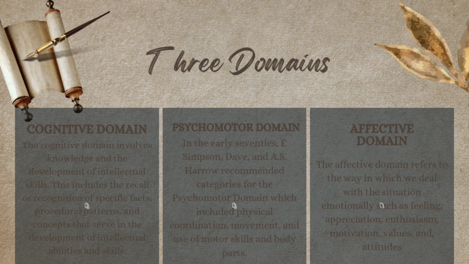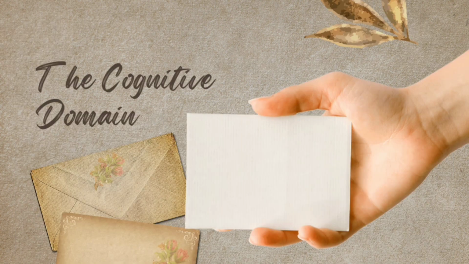And lastly, the affective domain. The affective domain refers to the way in which we deal with situations emotionally, such as feeling, appreciation, enthusiasm, motivation, values, and attitudes. This particular domain has 5 categories. So let us check each category. First is the cognitive domain.